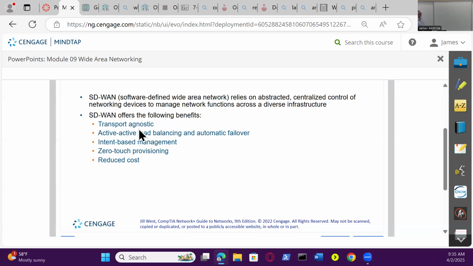Transport agnostic, meaning it doesn't matter what technology you would have had to use before. Active load balancing and automatic failover, right? This is all running on their massive servers, as I showed you pictures of them, just a bunch of lights in a room. They'll deal with that. If your database kicks up and really starts running hard, they'll take care of it. It'll just automatically allocate what it needs.